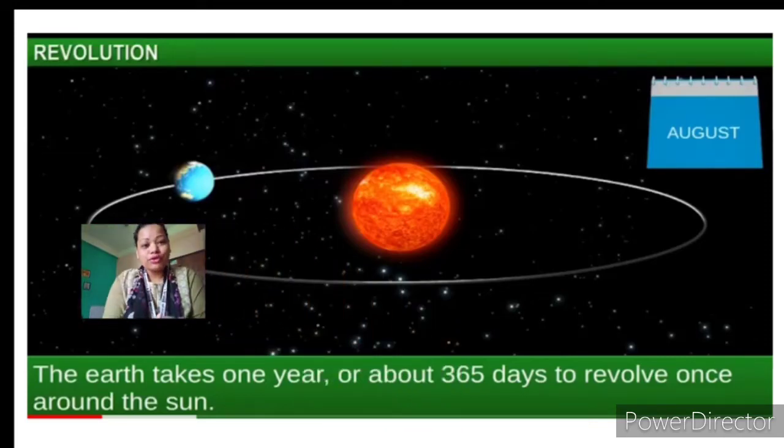So today we are going to study about revolution. Already we have done it, but let me explain one more time. The earth takes 1 year, or about 365 days, to revolve once around the sun. Already I have given the picture. You can see here the orbit where the earth is revolving around the sun, and it takes around 365 and a quarter days to complete one revolution.